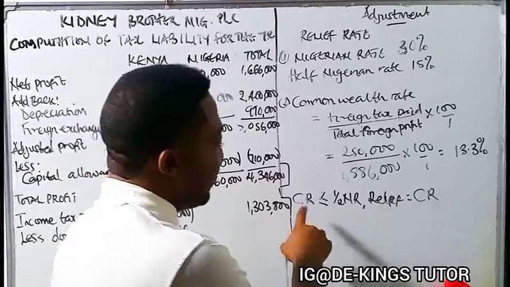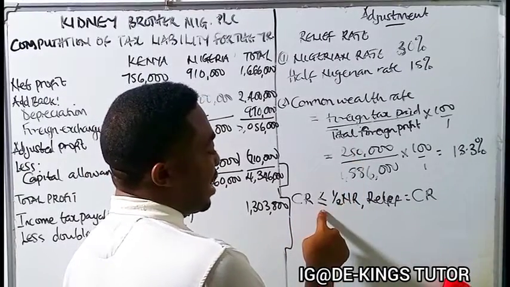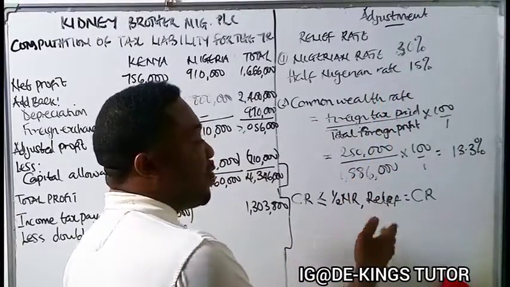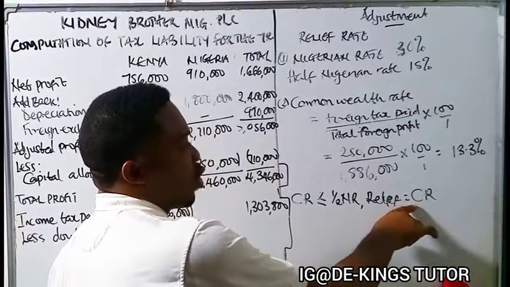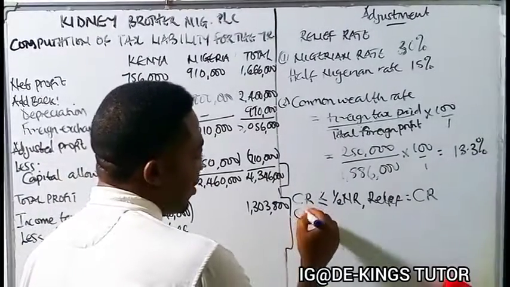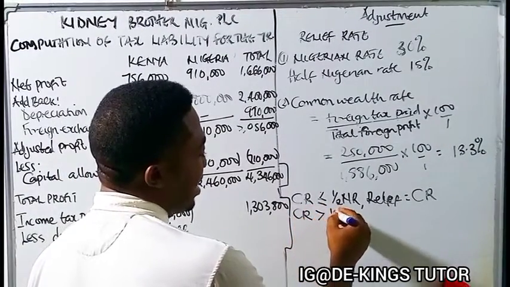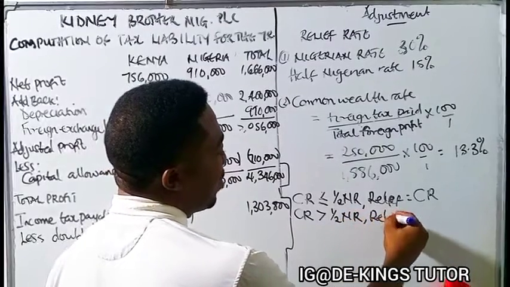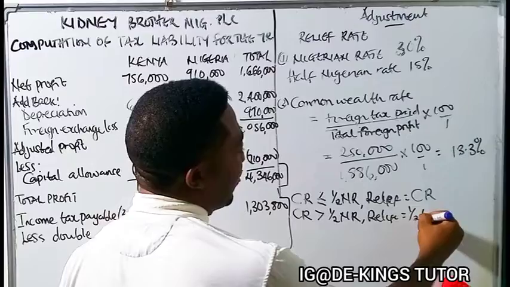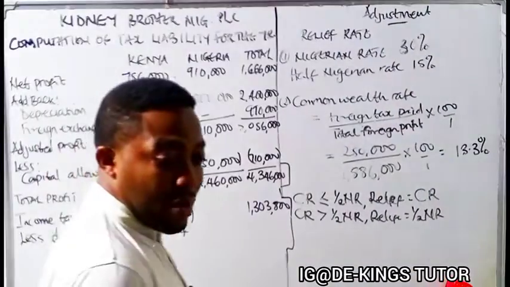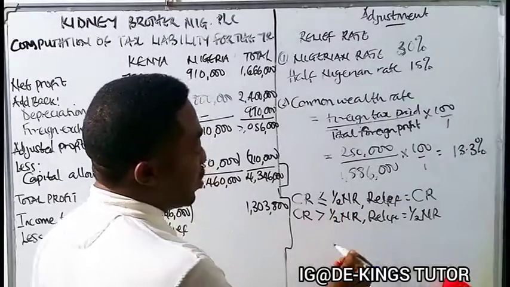What it means is that if this Commonwealth rate is less than or equal to half of the Nigerian rate, which is 15%, the relief will not be based on the Commonwealth rate. While the other one says if the Commonwealth rate is greater than half the Nigerian rate, now the relief will be half the Nigerian rate. So now we're going to base it on the two conditions.